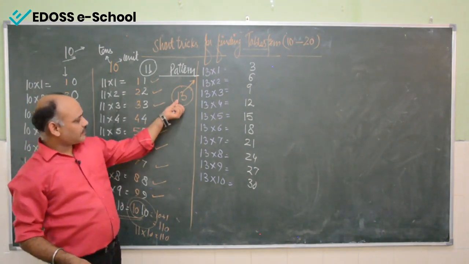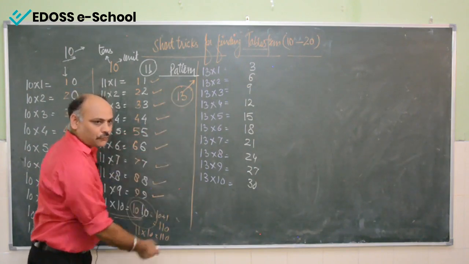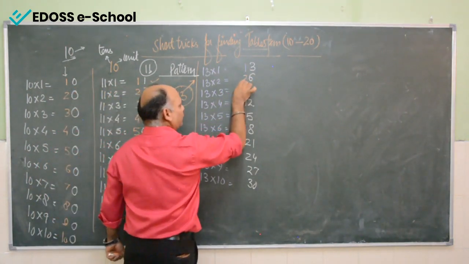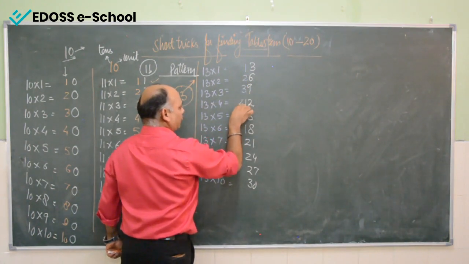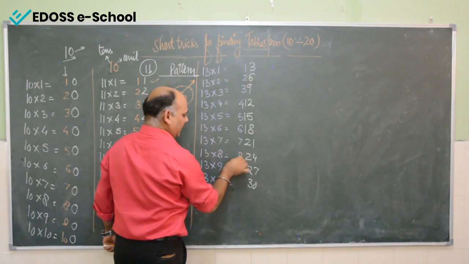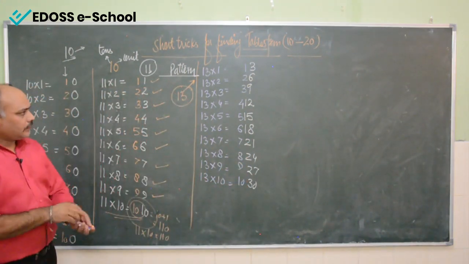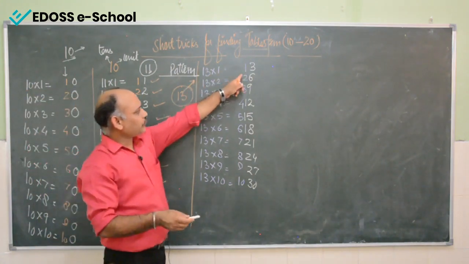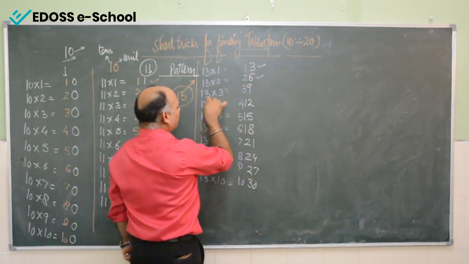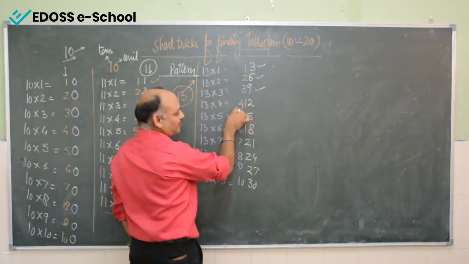Then the second digit, that is the tens digit, is equal to 1. That means you have to write the table of 1. Table of 1 will be 1, 2, 3, 4, 5, 6, 7, 8, 9, and 10. Now the table says 13 into 1, 13. 13 into 2, that is 26. 13 into 3, 39, and 13 into 4, and the digits are here 3.